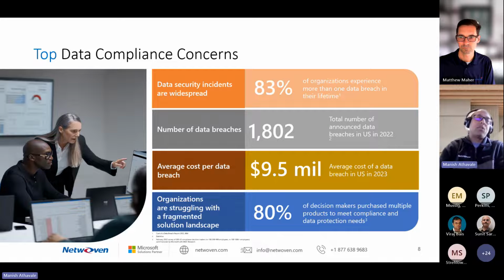So with this fragmented solution landscape, it brings more complexity to your security teams. That means additional cost, additional efforts to bring together all these signals so that you have one remediation plan across all these different systems. So it's getting just harder and harder to manage your data to be compliant.